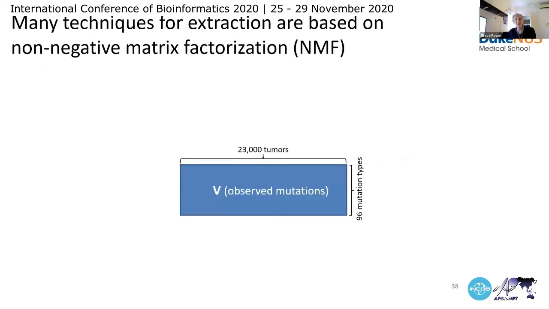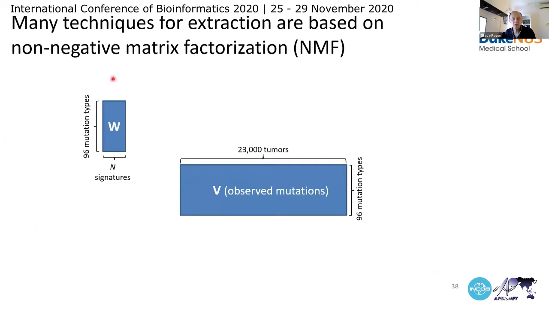So again, many techniques for extraction are based on non-negative matrix factorization, NMF. We're given a matrix V of observed mutation spectra. In this case, it represents the work that we did recently. And this was about 23,000 tumors and 96 mutation types. So each column is a tumor. Each row is a type of mutation like CAG to CTG.